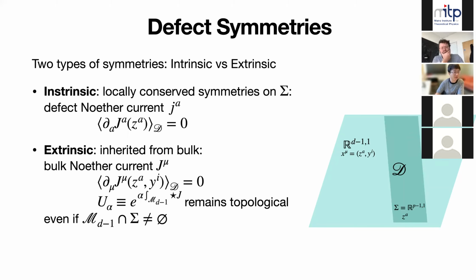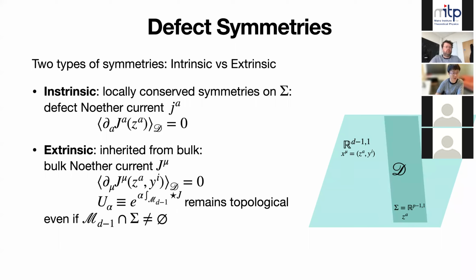What is novel to defects compared to a local quantum field theory is the notion of extrinsic symmetries. So these are symmetries that are inherited from the bulk, and they're extrinsic in the sense that the corresponding Noether current is d-dimensional as opposed to p-dimensional. And the fact that the defect preserves the symmetry simply means that the conservation law of this d-dimensional current is preserved even if you insert this defect.